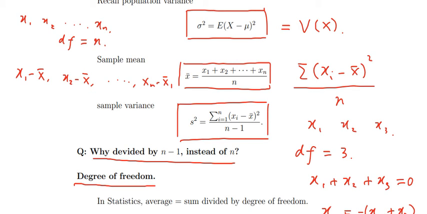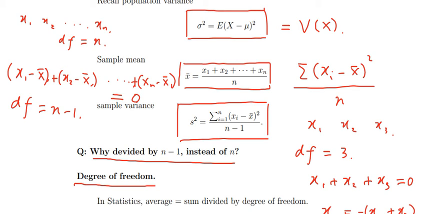Okay, so for x1 minus x bar, x2 minus x bar, those n numbers, we find the degree of freedom equals n minus 1. Why? Because when we add them up like this, the sum equals 0.